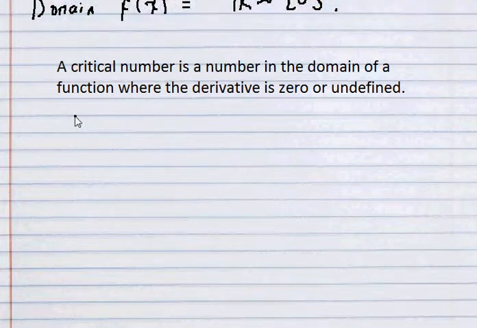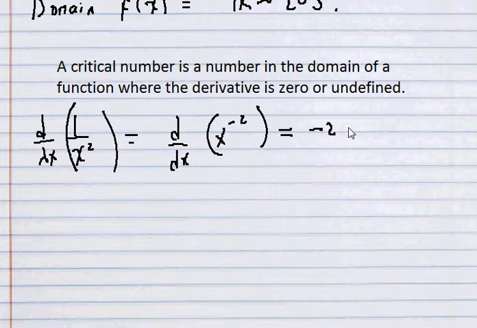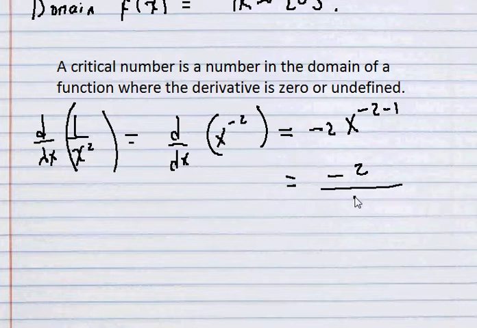So, 1 over x squared. d/dx of 1 over x squared is equal to d/dx of x to the negative 2. I'm writing this because it's easier for me to do. And this, of course, is going to be equal to negative 2, the exponent, times x to the negative 2 minus 1. So this is just going to be equal to negative 2 over x cubed. So here it is. y prime is equal to negative 2 over x cubed.